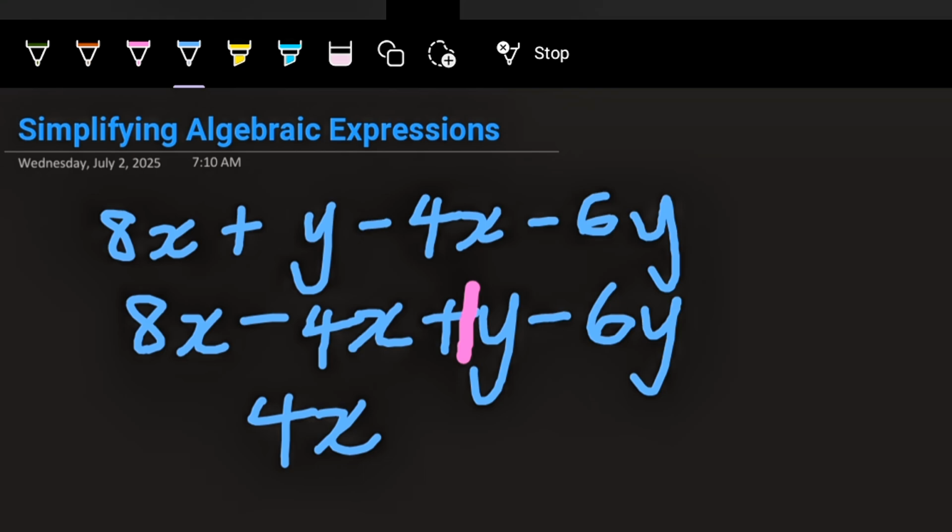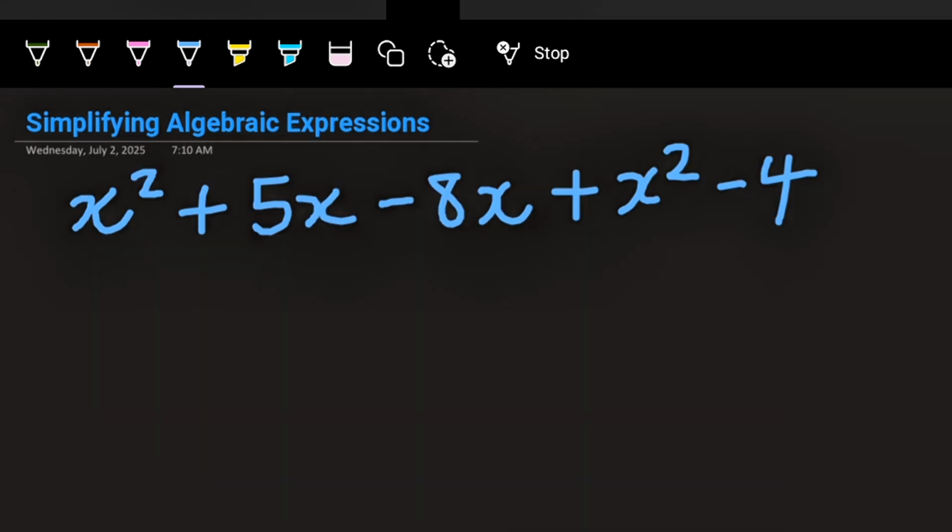All right, and as you can see, we have two different signs here. So we have a plus and a minus. So what we're going to do, we're going to subtract and we're going to keep the sign of the larger number. All right, so 1 from 6 will be 5. And we're keeping the sign of the larger number, which is the 6. So minus 5y. That's the answer.